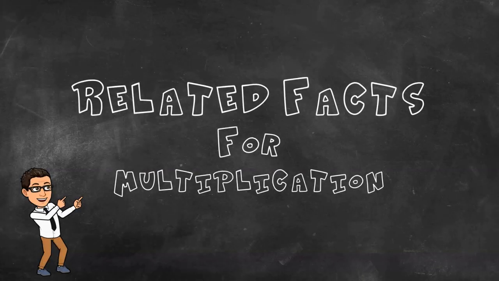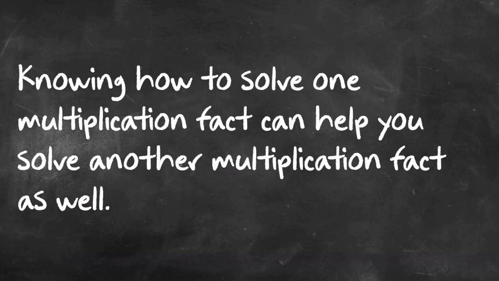Have you ever found yourself trying to solve a multiplication fact and you just don't know the answer? It could be 7 times 5, because those sevens families are really difficult. Well, what we're going to do today is learn how we can take 7 times 5 and change it into a multiplication fact that you already know, and that'll help you to solve it. So knowing how to solve one multiplication fact can help you solve another multiplication fact as well.